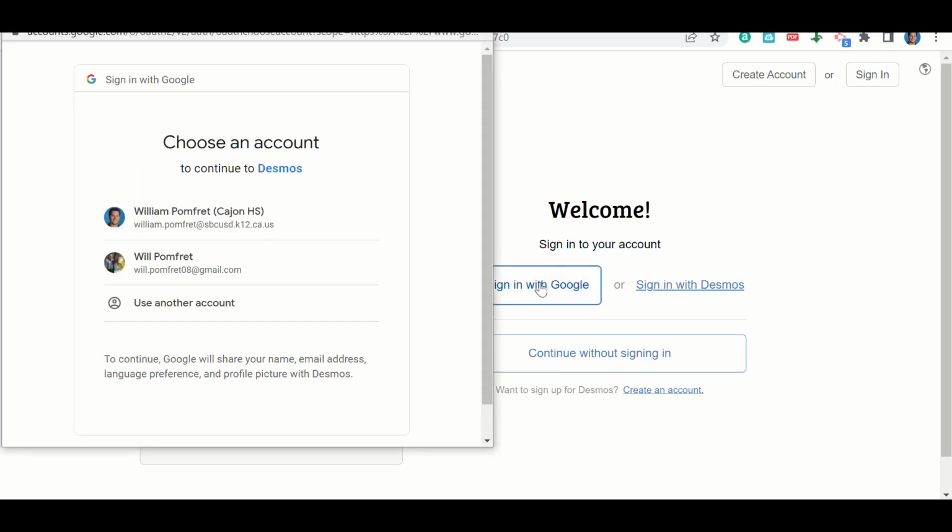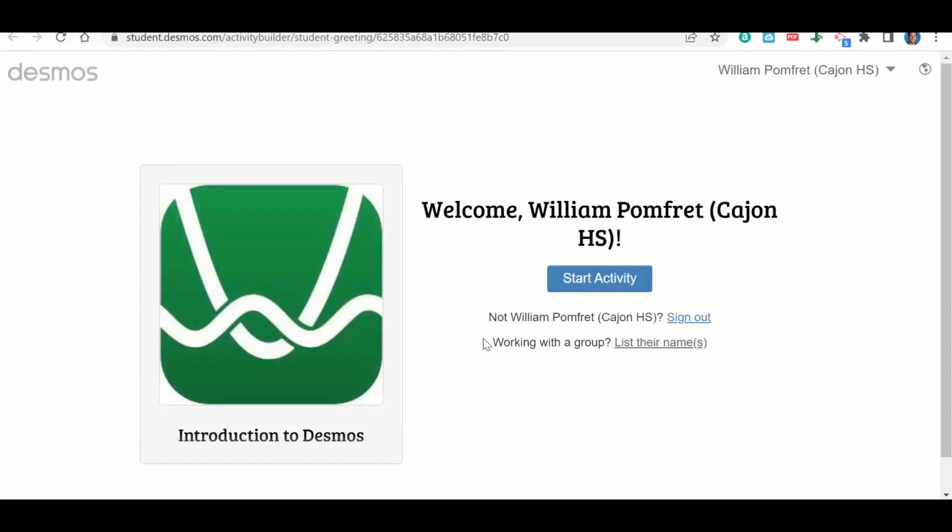It's going to pop up with our email accounts. You're going to click on your school email account, and it should already have you logged in because you should have already been logged in using Google Classroom. From there, I'm just going to click Start the Activity, and it will take me into the assignment and allow me to begin. So that's how you will log in to Desmos using Google.